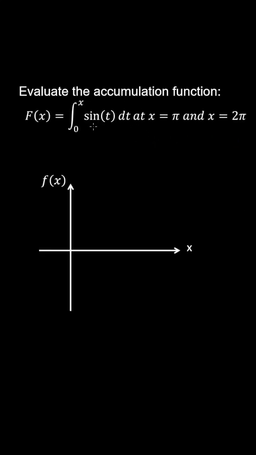Let's evaluate the accumulation function at x equals pi and 2 pi. So if we integrate this, what we get is minus cosine t, evaluated from 0 to x. And that's thereby equal to minus cosine x minus cosine 0, which is plus 1. So note that the sine function can be plotted like this.